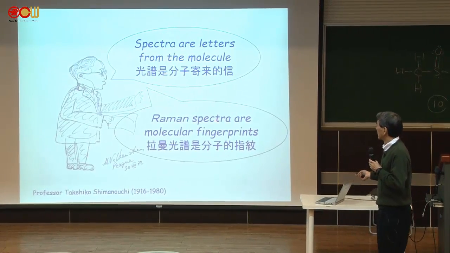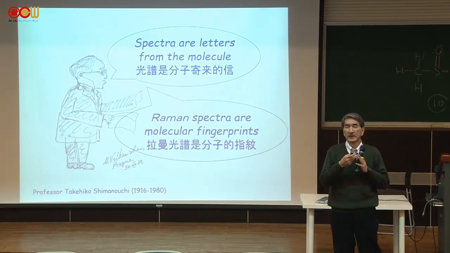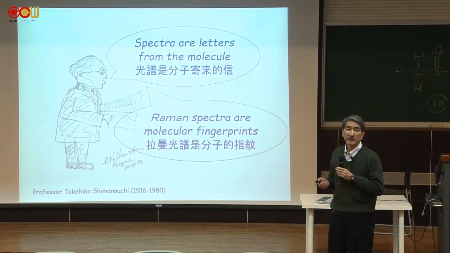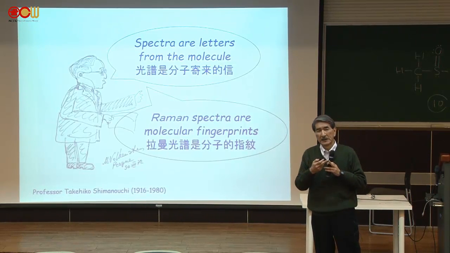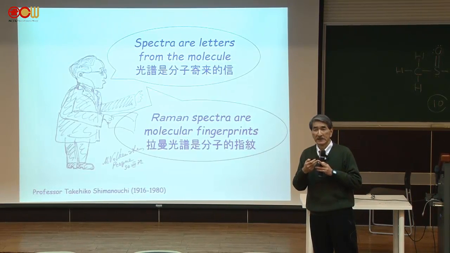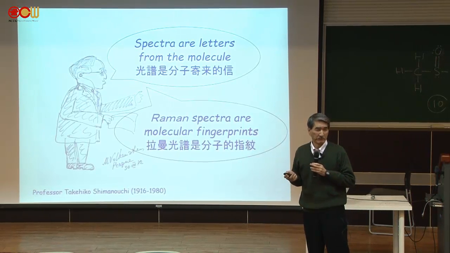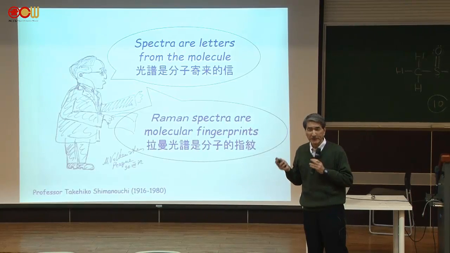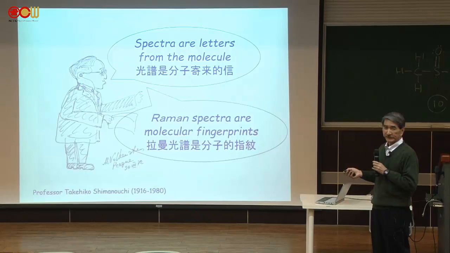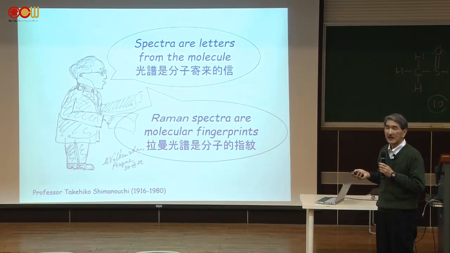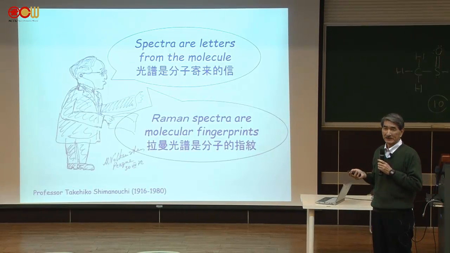And also, Raman spectra are molecular fingerprints. So you have the molecular fingerprint, and it can identify a molecule quite easily. So if you have your fingerprint pattern, then you can identify individuals, people. But the same holds for molecules. So if you look at Raman spectra, you can immediately know what molecules you are looking at.